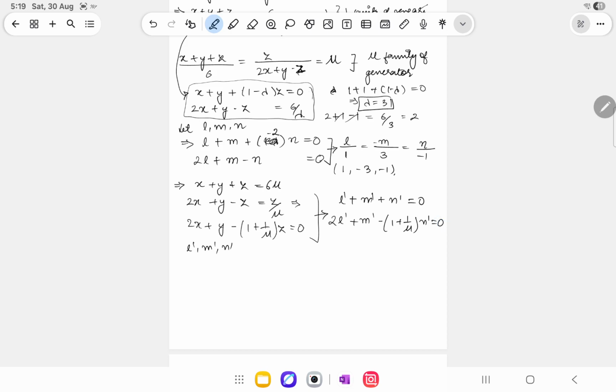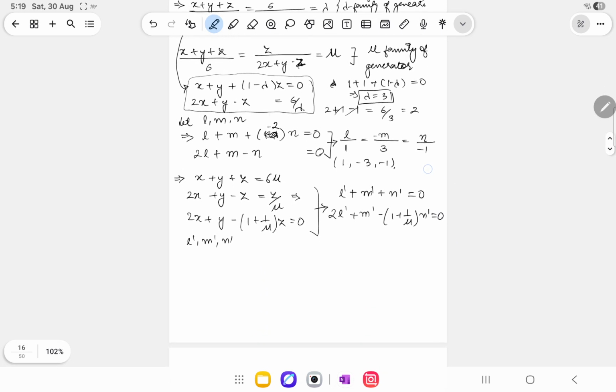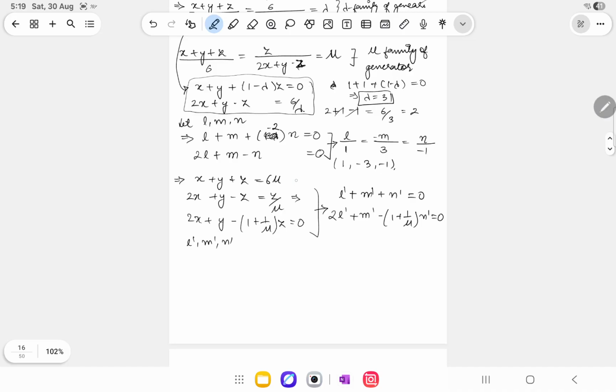Since the second generator is also passing via (1, 1, 1), using that I'll get mu as (1 plus 1 plus 1) 3 by 6, that is 1 by 2. Let us substitute here to see if it satisfies. This will be 2 plus 1 minus 3, which is 0. So this value satisfies this as well. So my mu is 1 by 2, and the given relation reduces to minus 3 N dash.